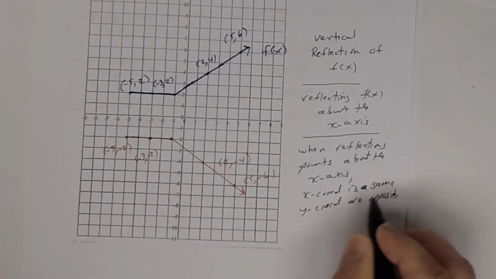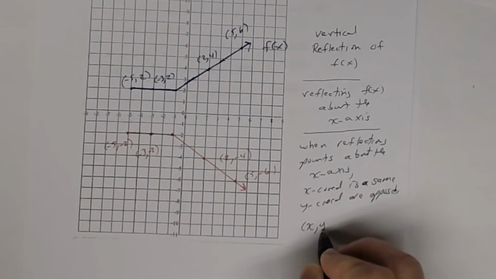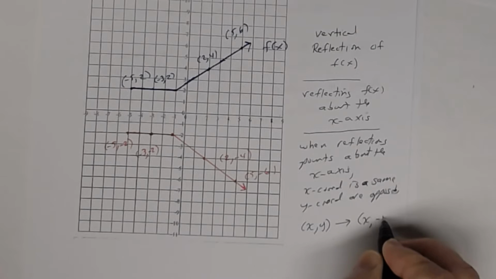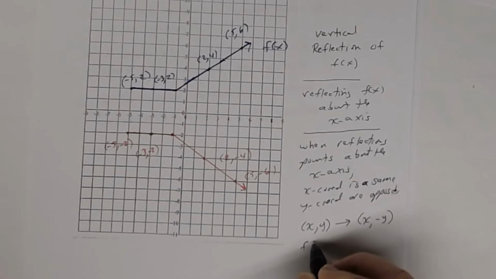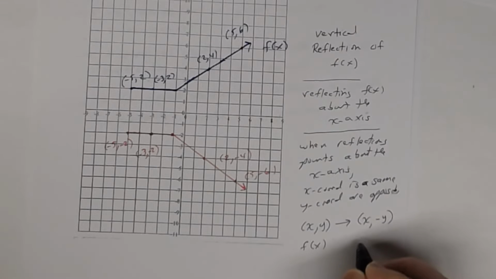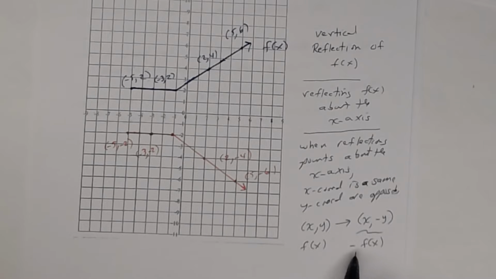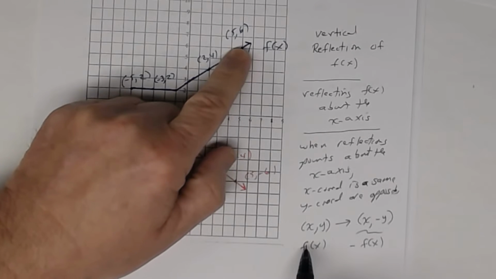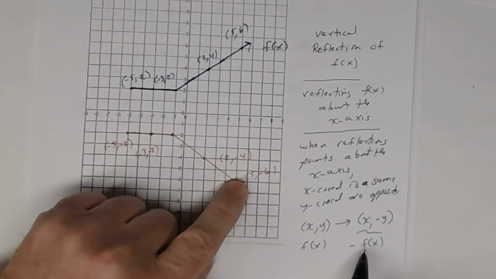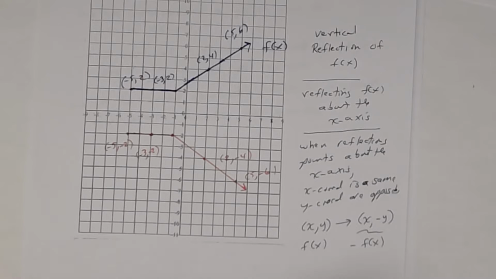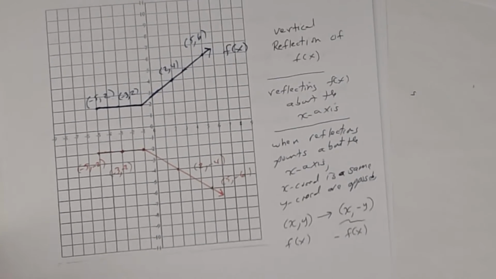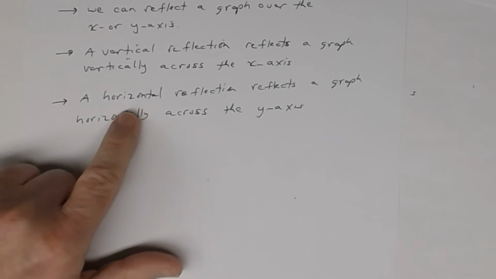Basically, (x, y) becomes (x, -y). So (x, y) on the graph of f(x) becomes (x, -y) on the graph of -f(x). Remember, this is your y, so the y coordinate here, 6, becomes the opposite here, -6. All right, so that's what I want you to remember about vertical reflection. That takes care of the vertical reflection, and let's look at horizontal reflection.